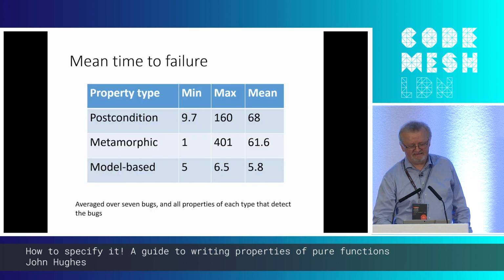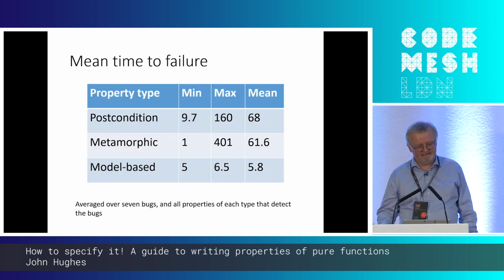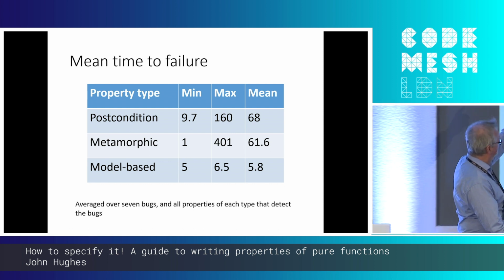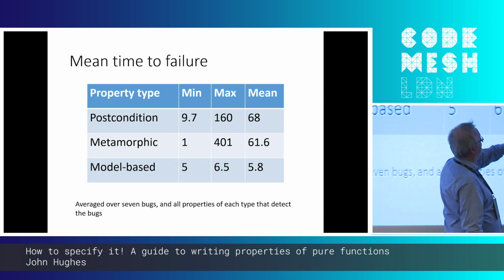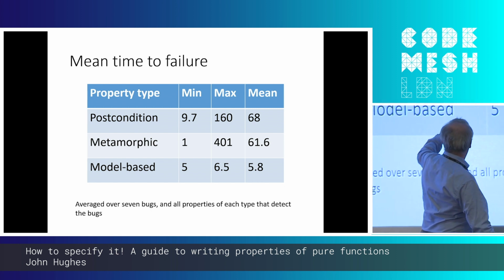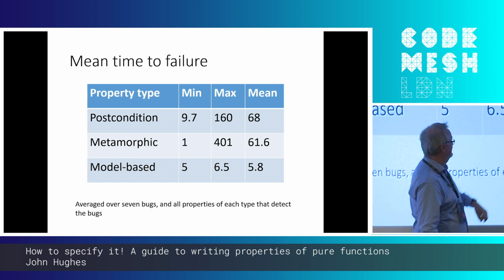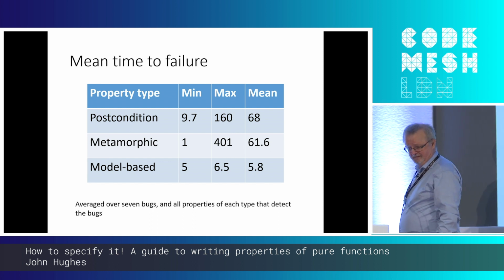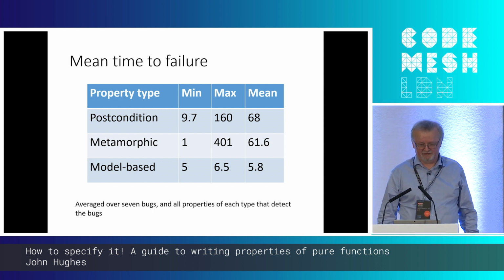I actually measured mean time to failure across all of my properties and 7 of my 8 bugs. And as you can see, the postconditions, on average, needed almost 70 tests. The metamorphic properties, about 60. The model-based tests, around 6. So the model-based tests were very, very much more effective.